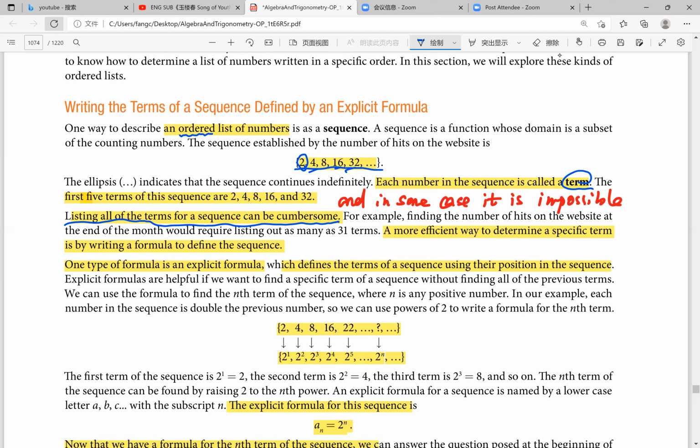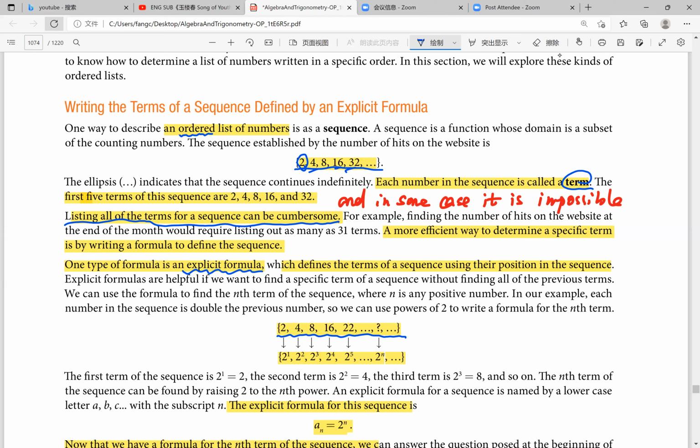So now we go to two different ways to define a sequence. The first one we call the explicit formula. For example, this sequence, 2, 4, 8, 16, 32, and continue. We can't write it infinitely because it is too cumbersome for us. So we need to find a way to describe this sequence in an easy way.